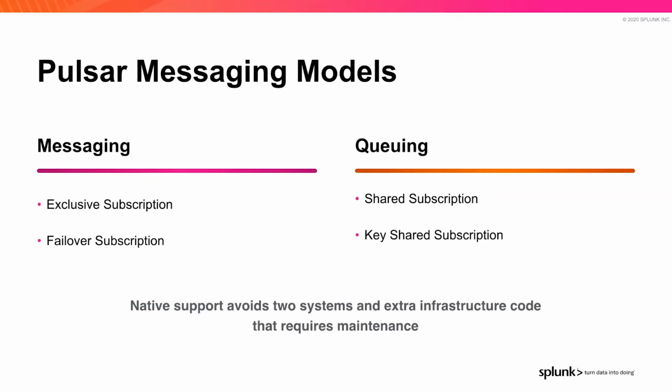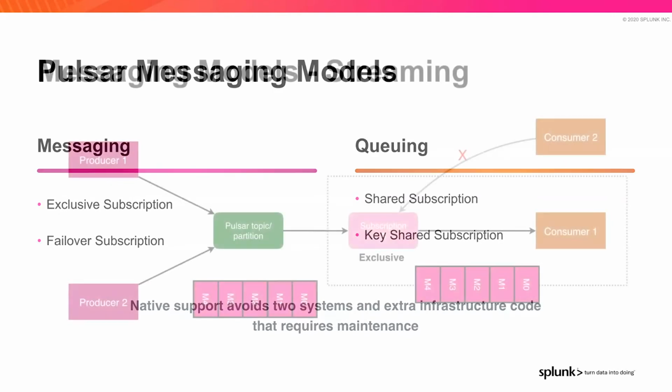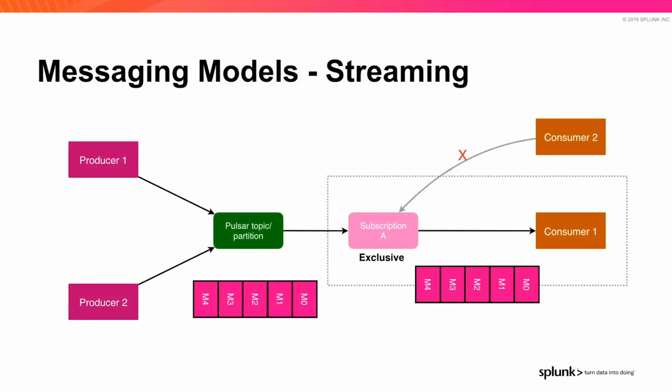From a messaging point of view, it provides exclusive subscription and failover subscription. From a queuing perspective, it provides shared subscription and the key shared subscription. And since it's providing native support for both the different models, you don't need any extra code for infrastructure level that requires maintenance. So the streaming model or the messaging model, you have the exclusive subscription.